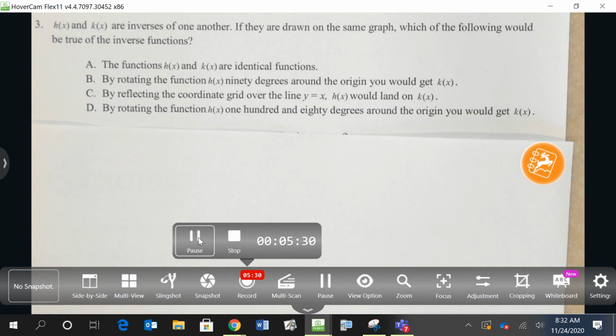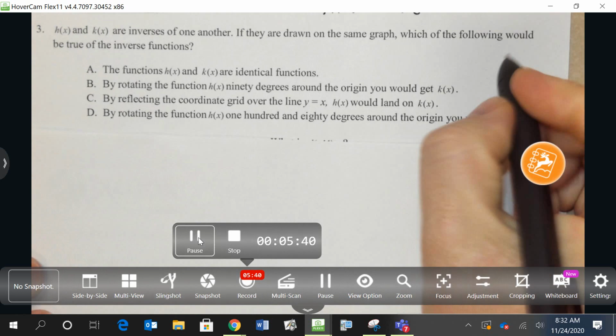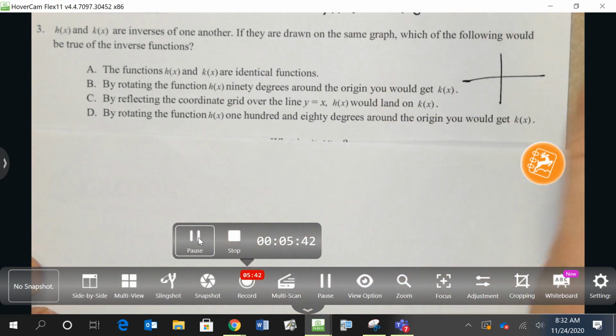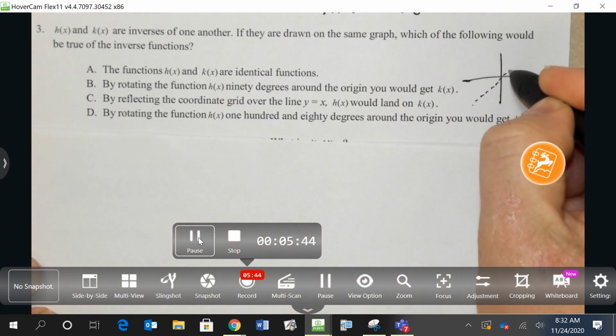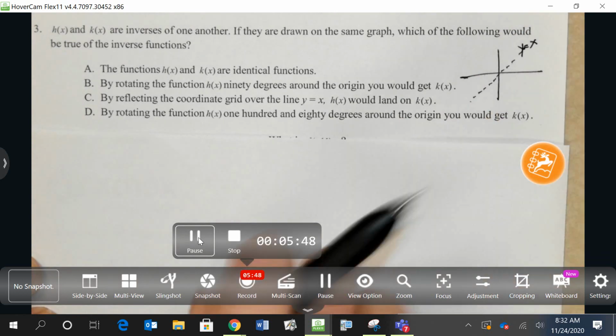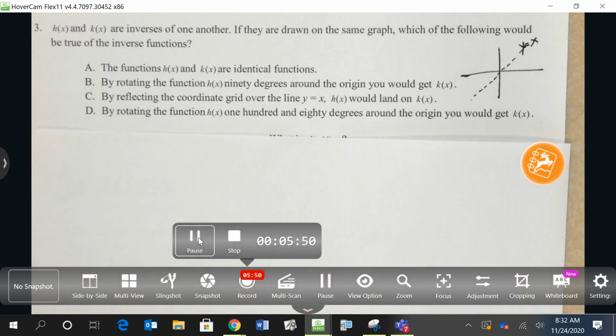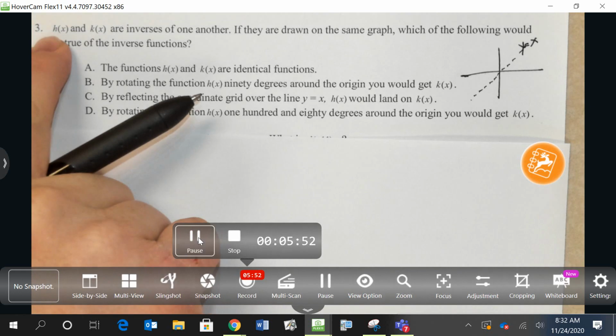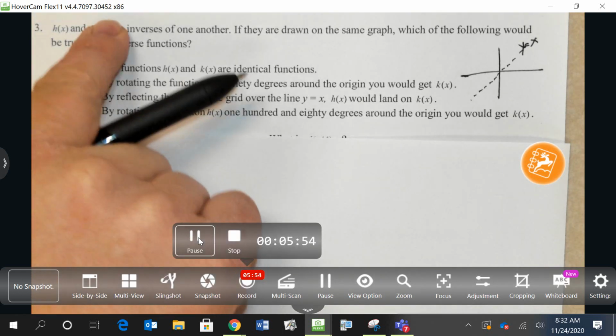So we have two functions, h of x and k of x, and we are told they are inverses of one another. If they are drawn on the same graph, then which of the following would be true about these? So let's go over what we know. When we look on a graph, before we even read this, there's two things that can be true by just visually looking. One is they reflect across the line x equals y, and two, the domain of one becomes the range of the other, and the range of one becomes the domain of the other.